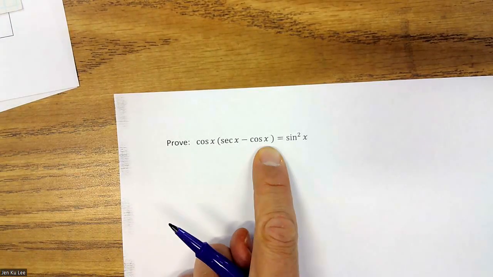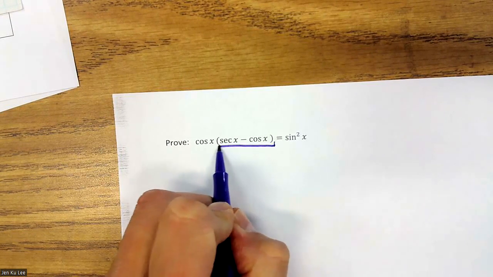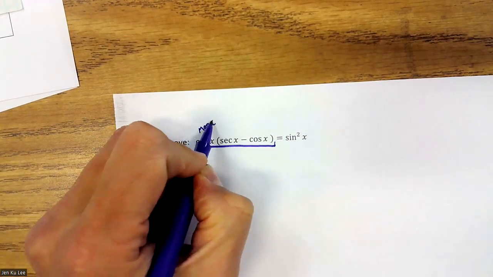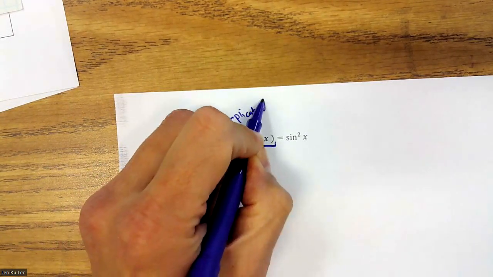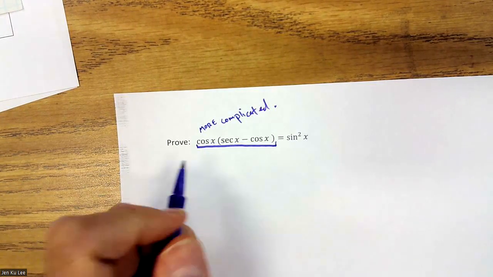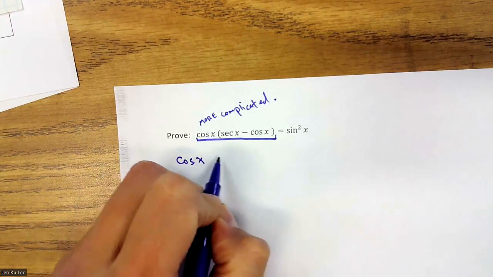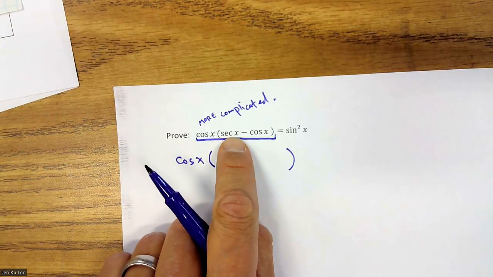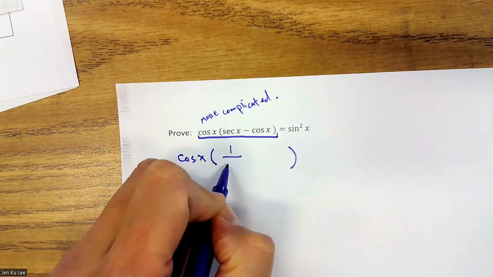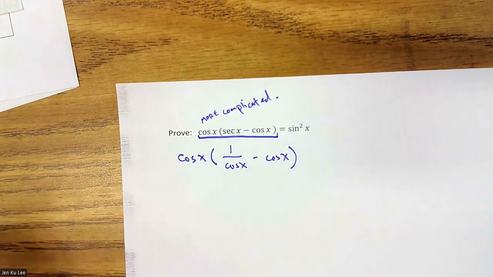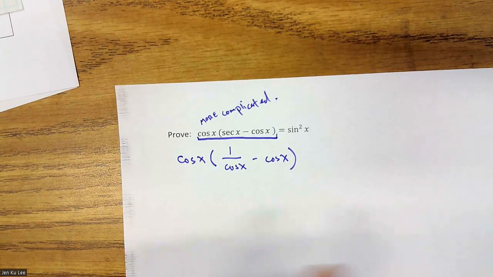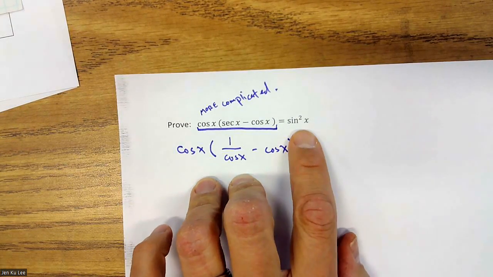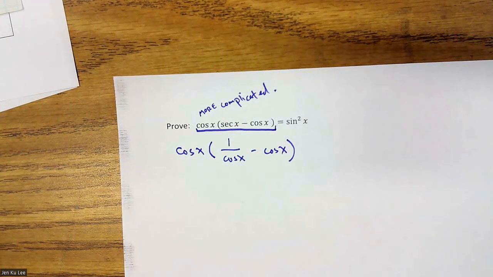Okay, we have cosine of x times secant of x minus cosine of x equals sine squared x, right? And obviously, this side right here is the more complicated side, right? So I am going to take that side, cosine of x times, and I'm going to turn everything into sine and cosine, okay? Secant of x is 1 over cosine of x minus cosine of x, okay? And you're going to go along that path and then simplify this side, keeping in mind that the other side is sine squared of x, okay?